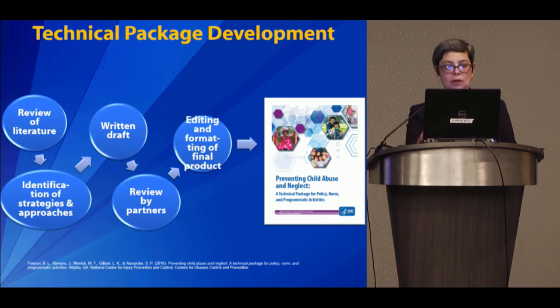So, in our effort to develop recommendations around different policies and other interventions, we developed what we call technical packages. This is just reviewing the best available evidence to provide some guidance to communities and health departments on what we could be doing around, for example, child abuse and neglect. And we have these technical packages also for our other areas of violence, so for youth violence, for suicide, for partner violence, and sexual violence.